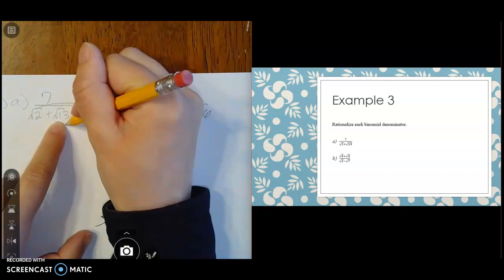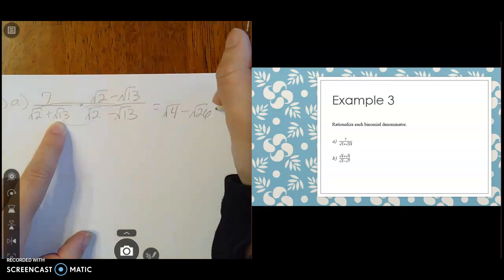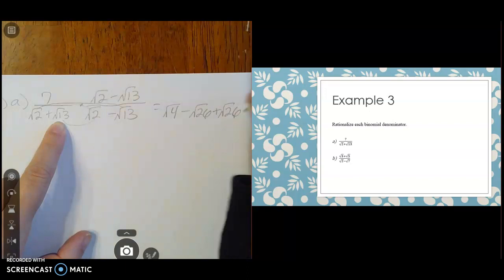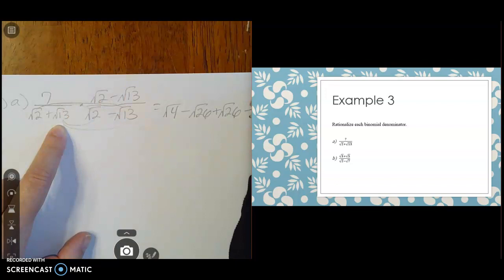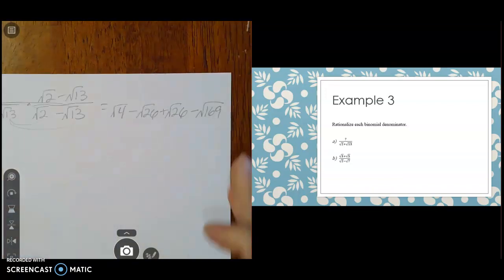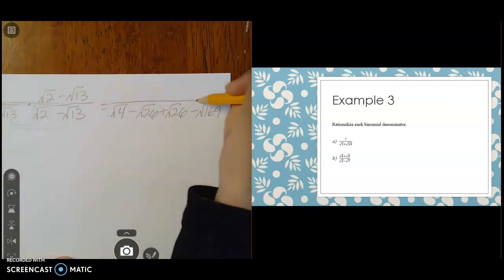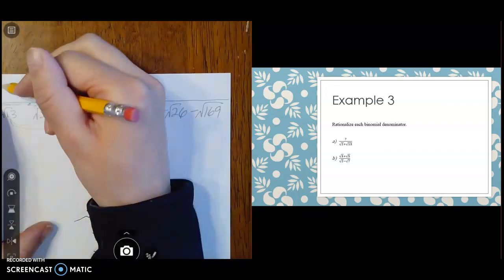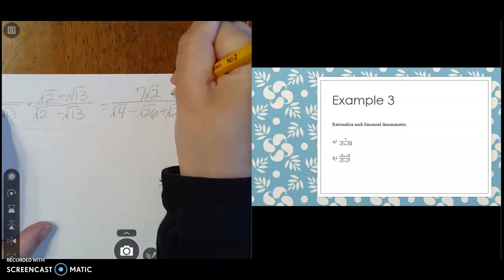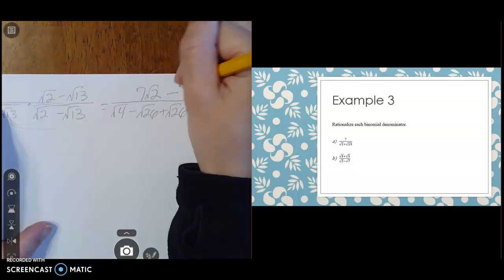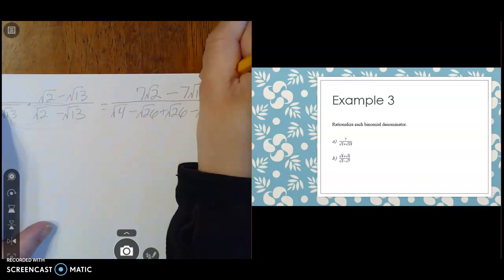We're going to have square root of 13 times positive square root of 2, so positive square root of 26. And square root of 13 times negative square root of 13, which would be a negative square root of 169, which is another perfect square. In the numerator, we're going to distribute again. We're going to do 7 times square root of 2, so 7 square root of 2, minus 7 times square root of 13, so 7 square root of 13.